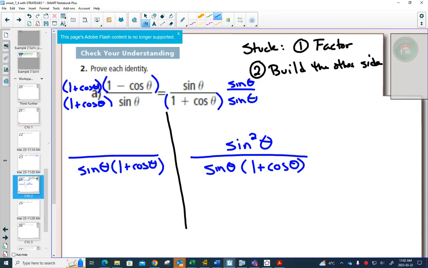And one of the skills you need to really develop in this unit is noticing when you have a difference of squares. Remember with the difference of squares, when you factor it, you get the same thing, but one is plus and one is minus. Okay? This is a difference of squares, so when we multiply it out, I would get 1 minus cos squared theta.